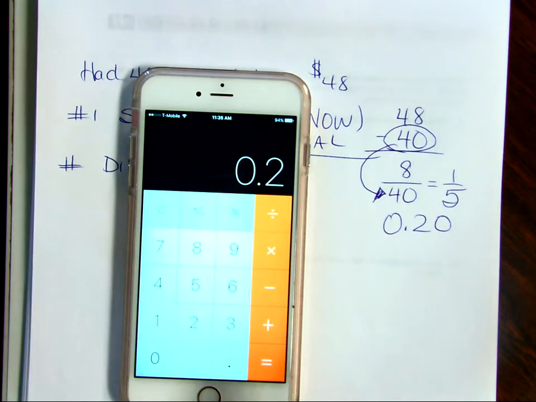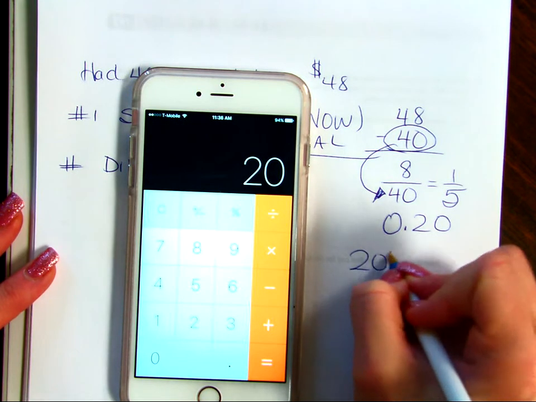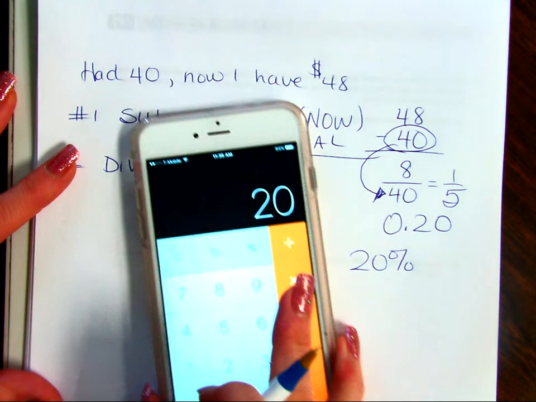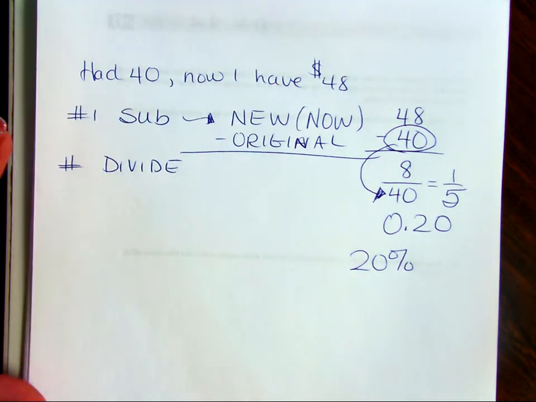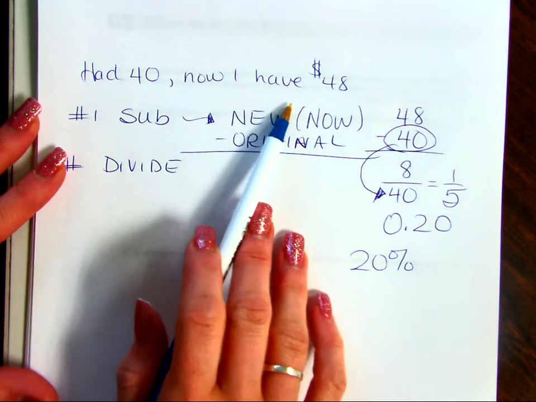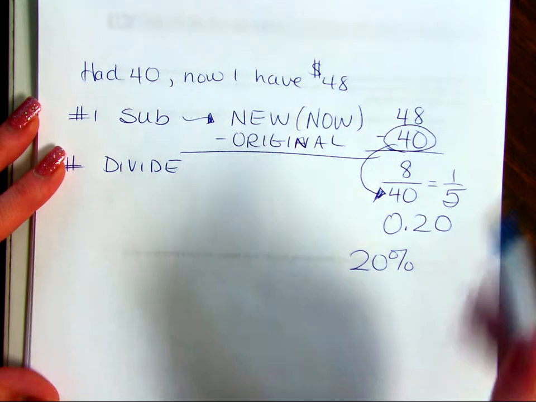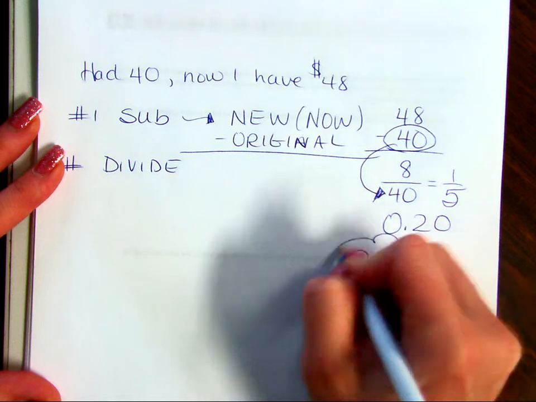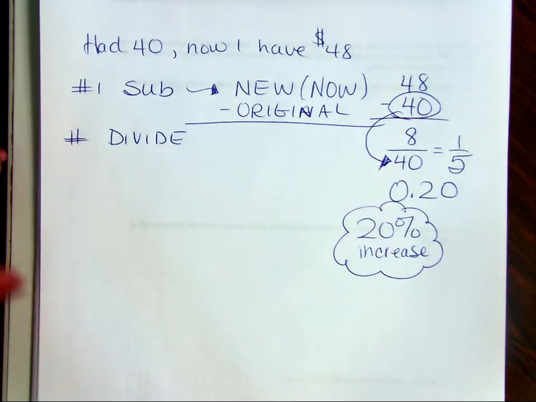If you're a little uncomfortable, you can end every single one of your problems with times 100. But you should know already. So this answer is a 20%. Now stop right here because I'm going to ask you to either write the word increase or decrease. Did my money increase or did it decrease? Increase. That is your final answer.